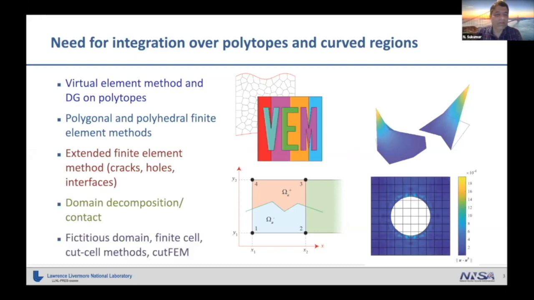And the last thing I mentioned before is on fictitious domain or immersed boundary methods, where you take a simple Cartesian mesh and you hit your geometry with it. And then the issues of imposing boundary conditions and numerical integration arise. So therefore, these cut cell methods also can leverage these integration schemes.